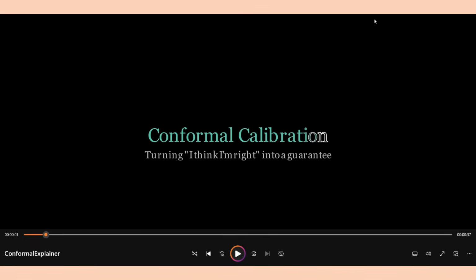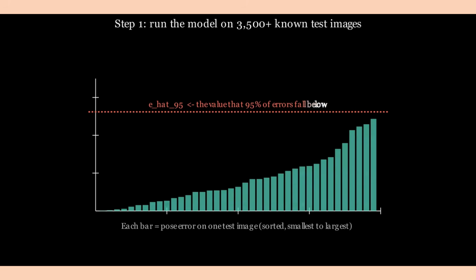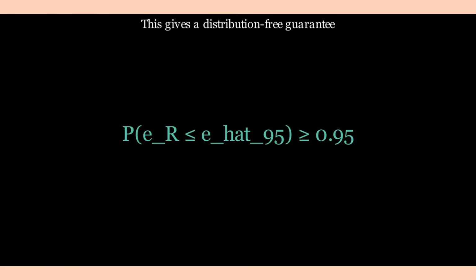Now let us understand how exactly the safety guarantees and confidence scores are turned into guarantees using conformal calibration. The model is trained on 3,500 known test images. After training, we calculate the value of E hat, which gives us a distribution-free guarantee.